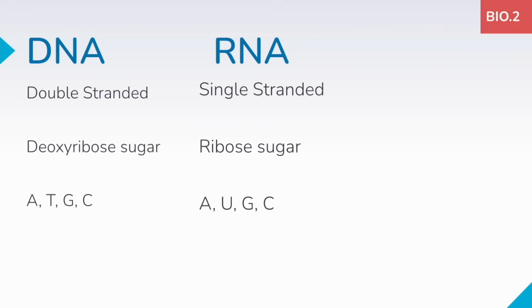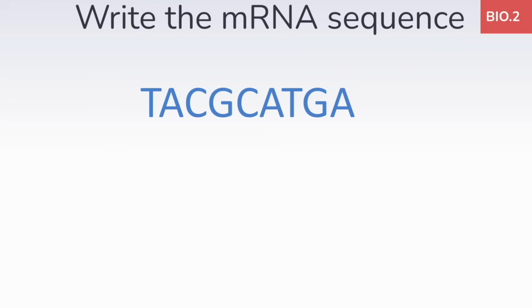So again, some differences between DNA and RNA. DNA is double-stranded. Think of that D for double. RNA is single-stranded. DNA has actually a different sugar than RNA. It's a deoxyribose sugar. RNA has a ribose sugar. And then, of course, DNA has T's, where RNA has a U as one of its bases. So let's practice here. If you want to pause the video and write down the mRNA sequence you think would go with this DNA strand, go ahead.